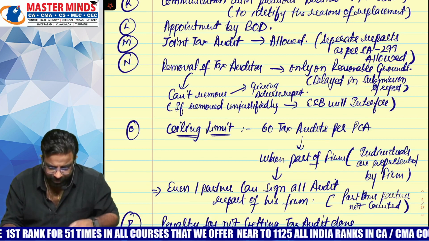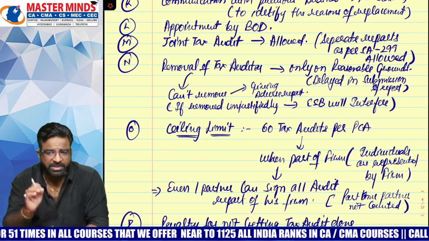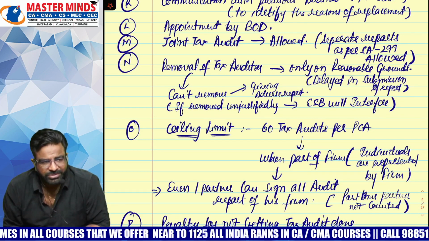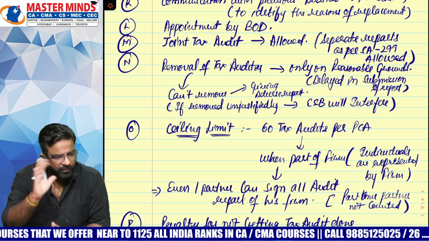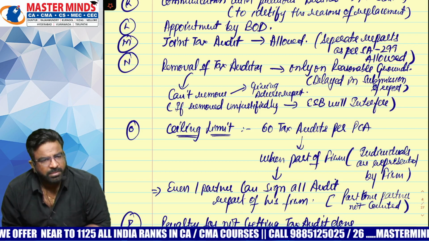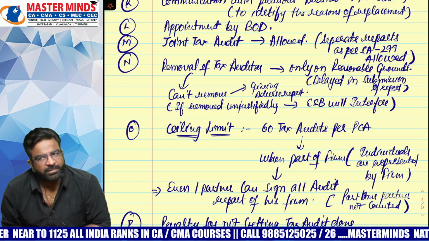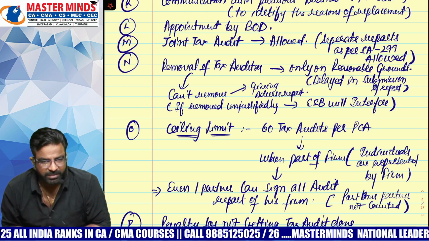Removal of the, okay, now appointment is always by whom? Board of Directors. Quickly tell me, who appoints the statutory auditor? Shareholders, members in the AGM. We are talking about subsequent appointment, don't fall into the first appointment and all. Shareholders. Who appoints the cost auditor? Board of Directors. And who also appoints the tax auditor? Board of Directors. Are you getting the point?